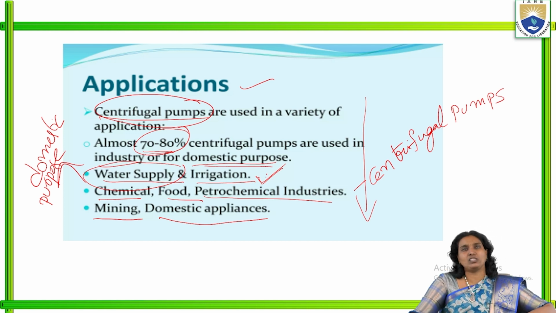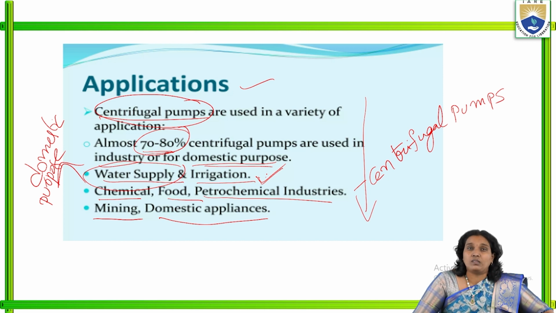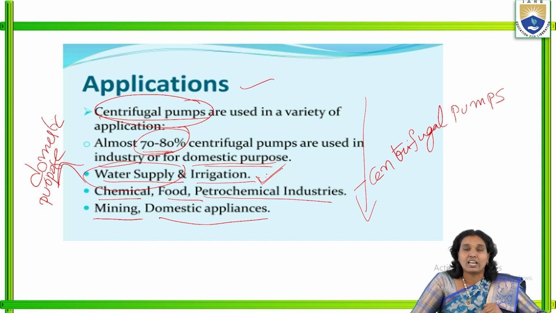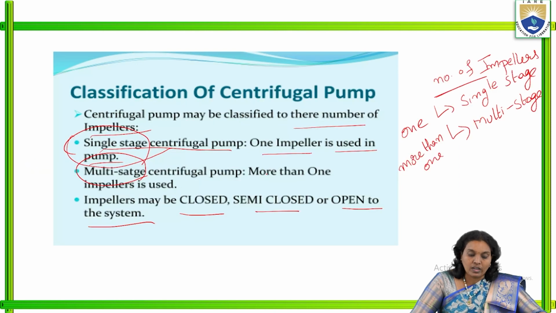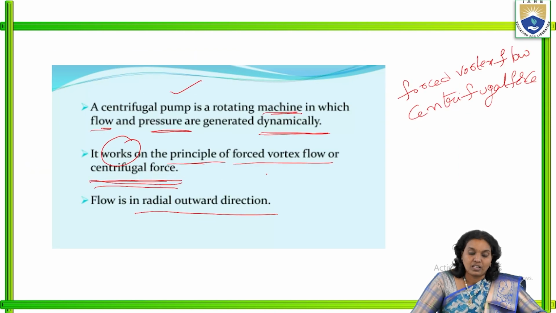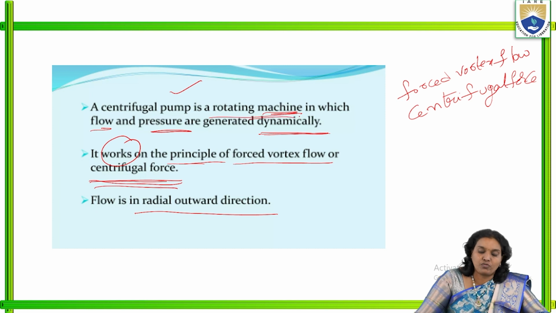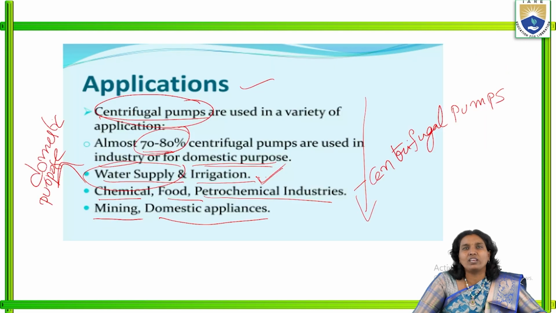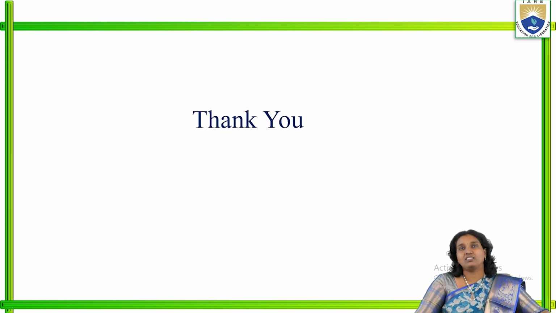Similarly, petrochemical industries also find it very helpful to adopt centrifugal pumps, as it gives better results. Like this, we are using centrifugal pumps. Coming to the classification, a centrifugal pump is a rotating machine in which flow and pressure are generated. Because of the dynamic nature, and this flow is a radial flow. So thank you.